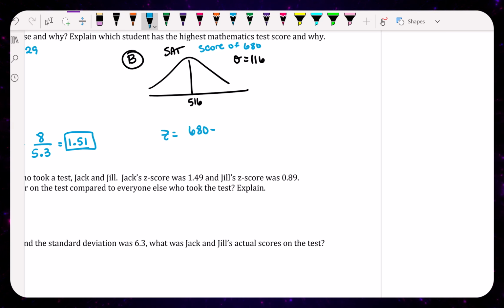We're going to subtract the mean, which is 516. We're going to divide by the standard deviation. So the top part is going to give us the distance, which is 164. So positive, that means it's above the mean. Now I'm going to figure out how many standard deviations that is by dividing by 116. That is 1.41 standard deviations above the mean.